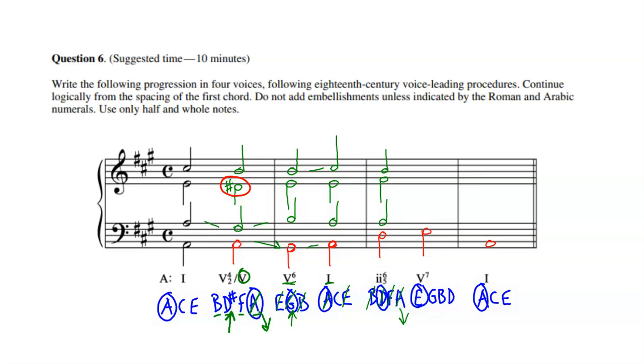The A needs to come down in the next chord. And there is no leading tone in this chord. In a 2-7, there's not a leading tone. So I don't have to worry about resolving a leading tone. Let's just make everything else as smooth as it can be.